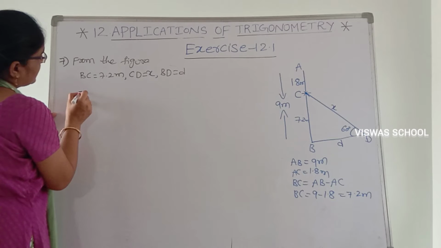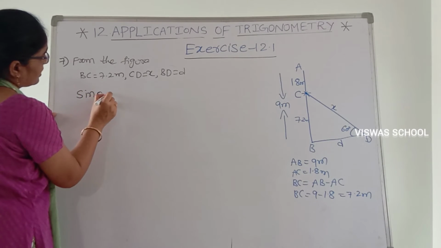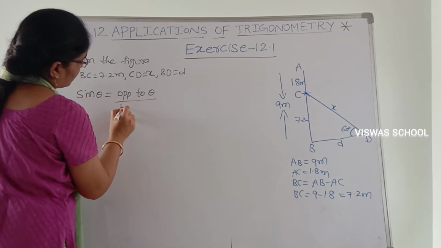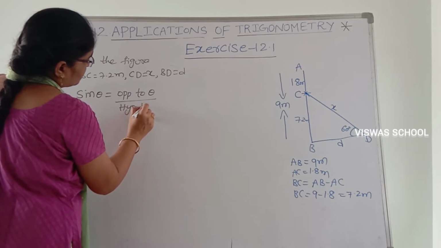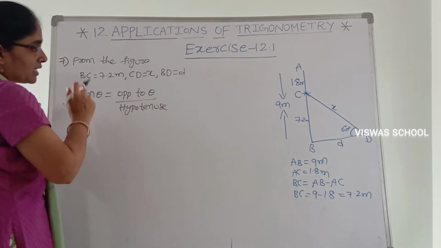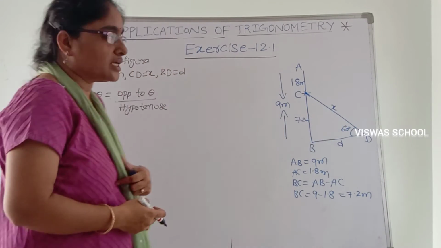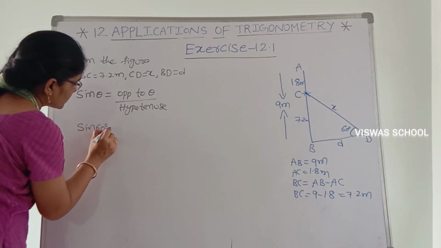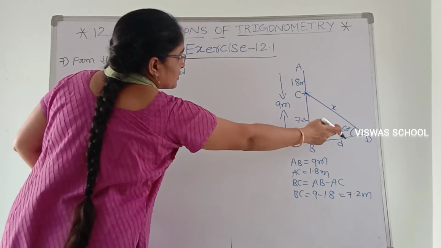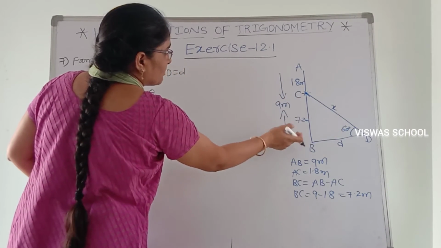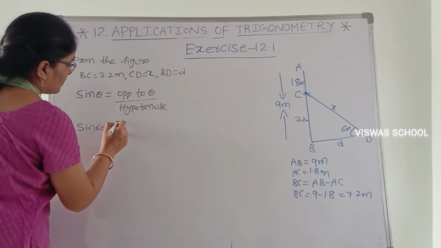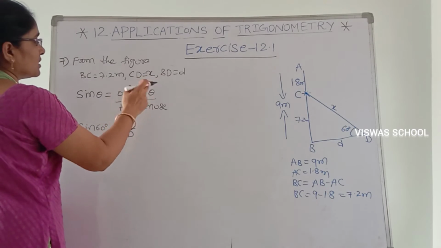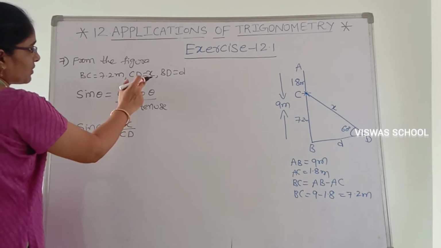If I take sine theta, this is opposite to theta by hypotenuse. Here the theta value is 60 degrees. Sine 60 degrees equals opposite to theta, which is BC, and the hypotenuse is CD. BC by CD. What is the BC value here? 7.2. And CD equals x.